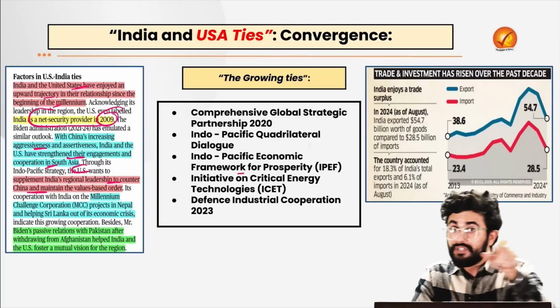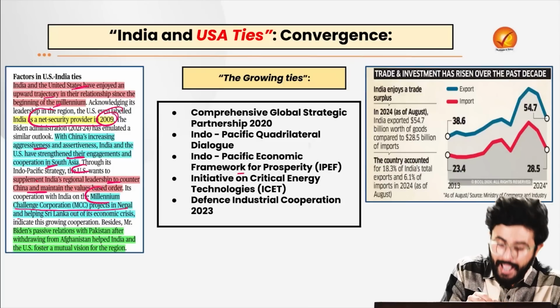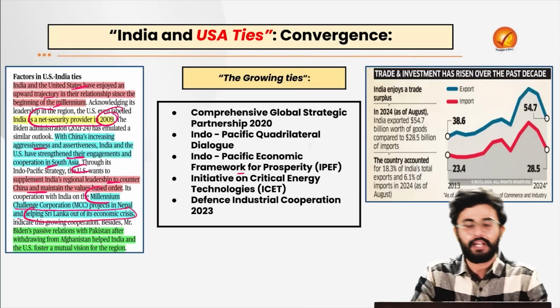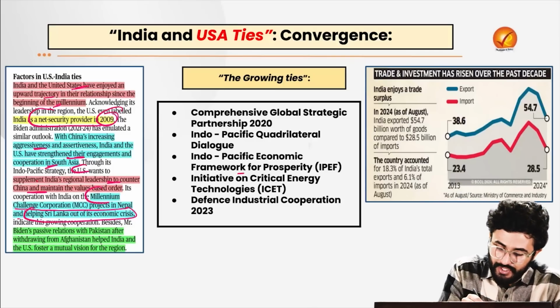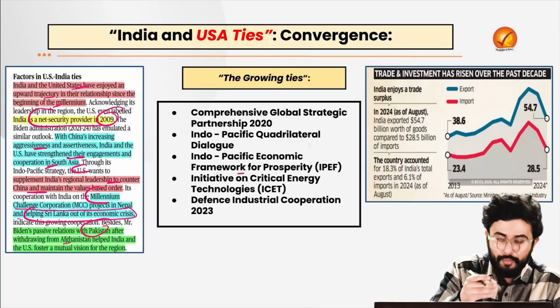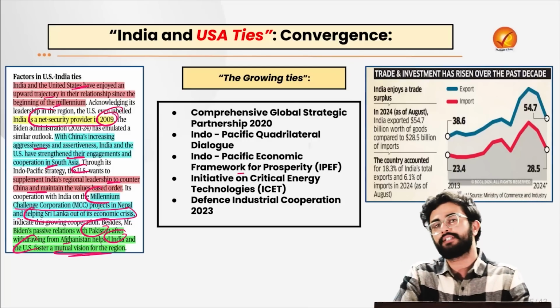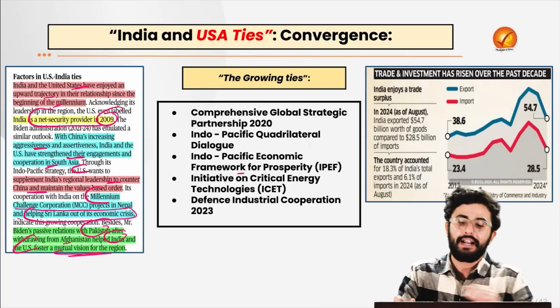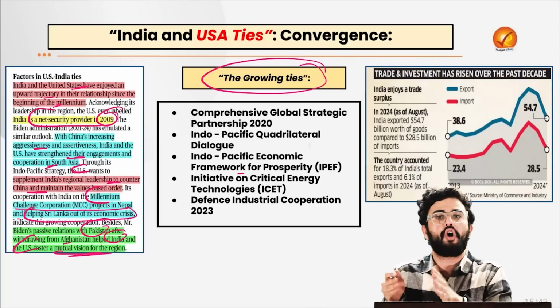For example, it has actually supported India on what? On Millennium Challenge Corporation project in Nepal and helping Sri Lanka out of economic crisis. Then the passive relation the Biden administration shares with Pakistan, and withdrawing from Afghanistan, also helped India and US to foster a mutual vision for the region. The reflection of that can be seen from the growing ties in the security as well as the economic aspect.